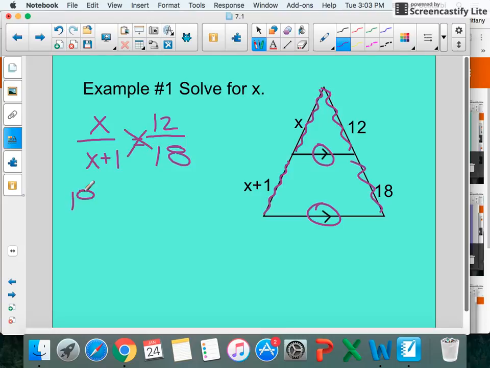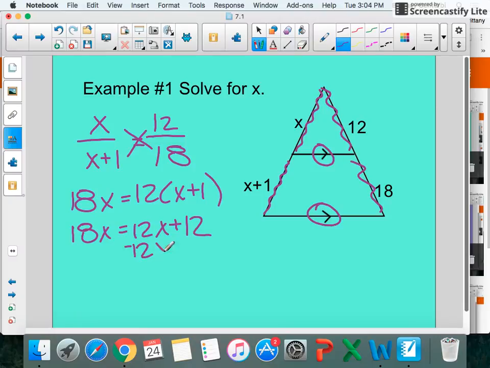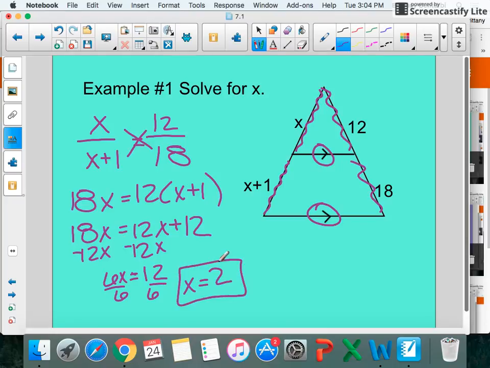So 18 times X gives me 18X, and then 12 times X plus 1. Remember, I'm going to put it in parentheses because I want to remember to distribute. So I have 18X equals 12X plus 12. Subtract the 12X over, and I get 6X equals 12. And if I divide by 6, I get X equals 2. So the only new thing is just setting up that proportion a little bit different. You don't have to split up the big and small triangles.